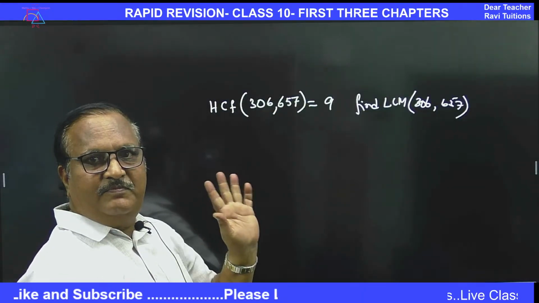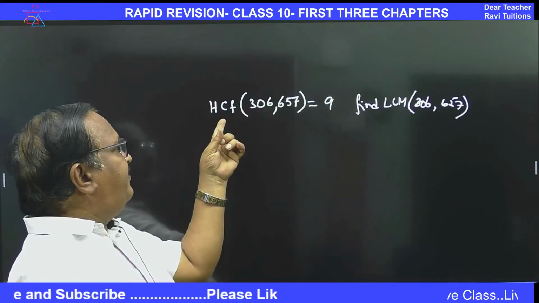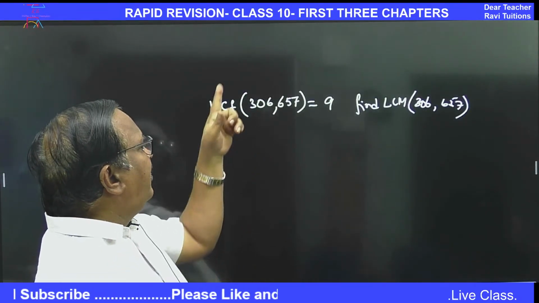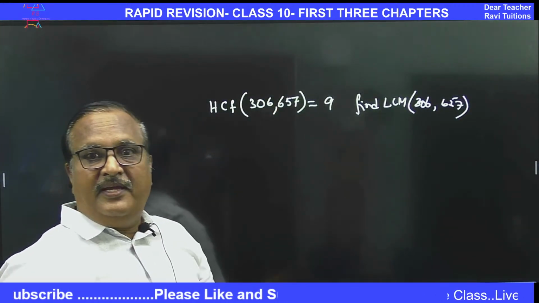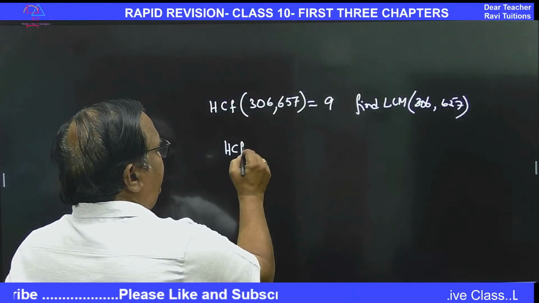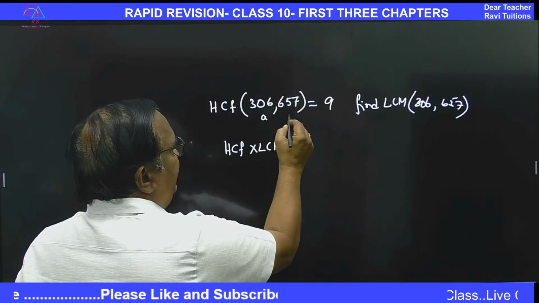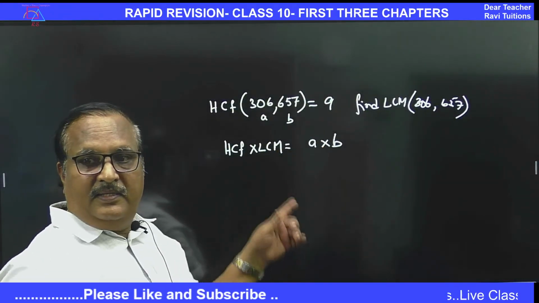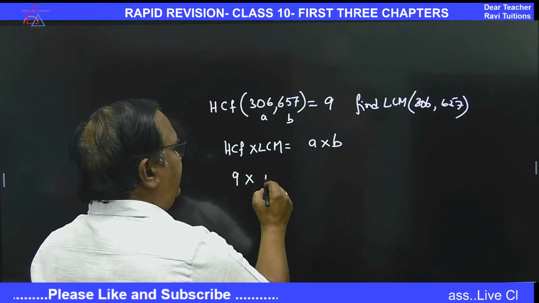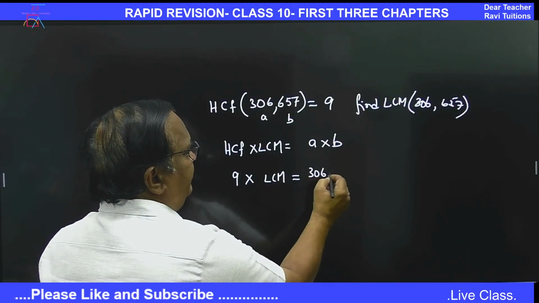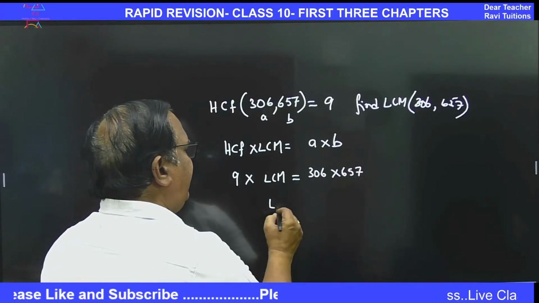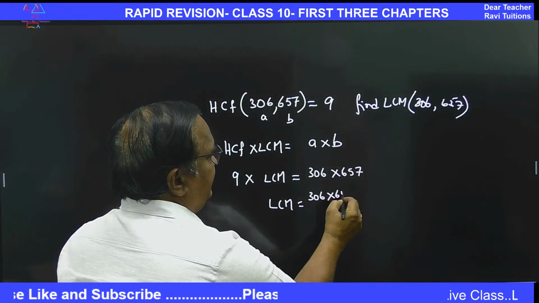Now 306 and 657, these are the two numbers. They are called A and B. It will be given like that: HCF of these two numbers. This is the notation, the representation of HCF of 306 and 657. Here you don't need to find the product of prime factors. You have to apply the formula: HCF into LCM is equal to A into B. Now HCF is 9. 9 into LCM, we have to find out. LCM is equal to A, which is 306, into 657. Don't multiply, keep it like that. So LCM is equal to 306 into 657 by 9.